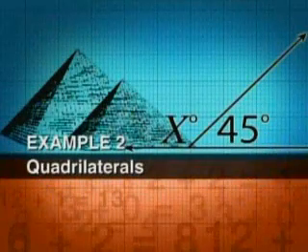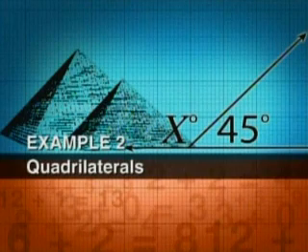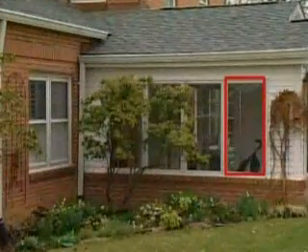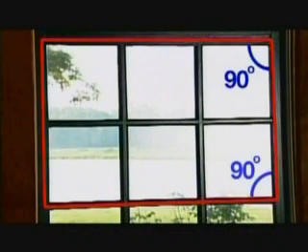Example 2, quadrilaterals. Shapes are highlighted around a classroom door, desktop, and window. Every quadrilateral has 4 sides and 4 corners, meaning 4 angles where the sides come together, but that doesn't mean that quadrilaterals are all the same. Let's start with this window. It's in the shape of a rectangle. See? 4 straight sides, 4 right angles. Opposite sides are parallel and the same length.